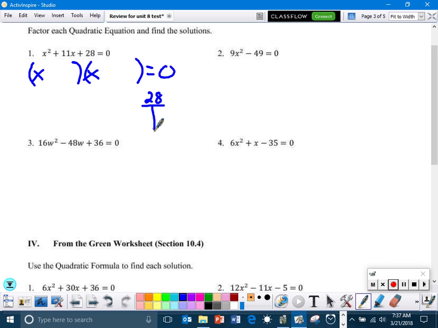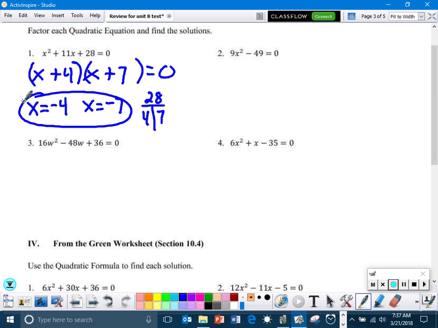Well, let's see. I think it's 4 times 7. 4 times 7 is 28. 4 plus 7 is 11. So plus 4 and plus 7. So the solutions are negative 4 and negative 7. Now, remember, those are also called roots, zeros, x-intercepts, along with solutions and answers. All right?